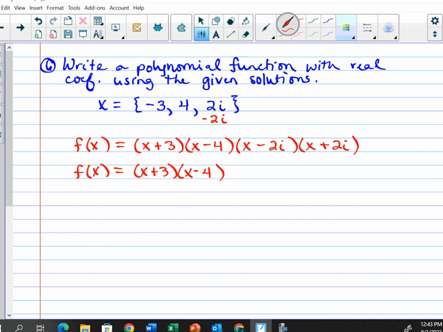However you like to multiply, if you want to draw the box, go for it. If you FOIL, if you distribute, whatever you call it, that's fine. I'm just going to do x times x, which is x squared. X times 2i would be plus 2xi. X times -2i would be minus 2xi. And my last term is minus 4i squared.